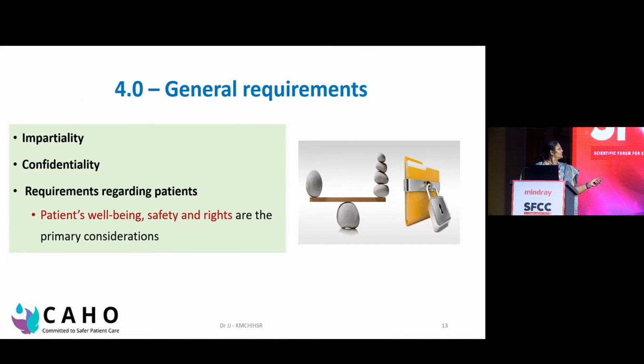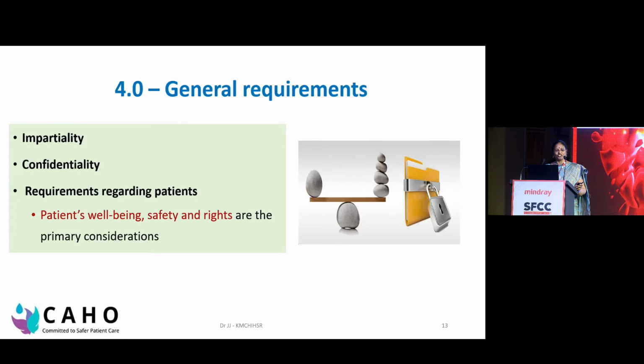So quickly looking into, of course, the general requirements. Let's go slide-wise. So here in the general requirements, it looks at impartiality, okay, which is the same, however, it emphasizes more confidentiality, where it applies to both the internal and the external personnel involved. Then requirements regarding patients. Here it looks at the patient's well-being, safety and rights as the most important thing, and they are the primary considerations that it looks at.